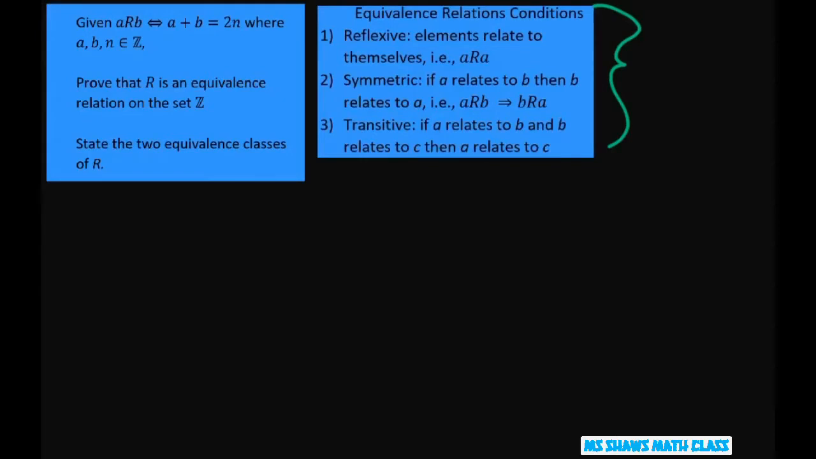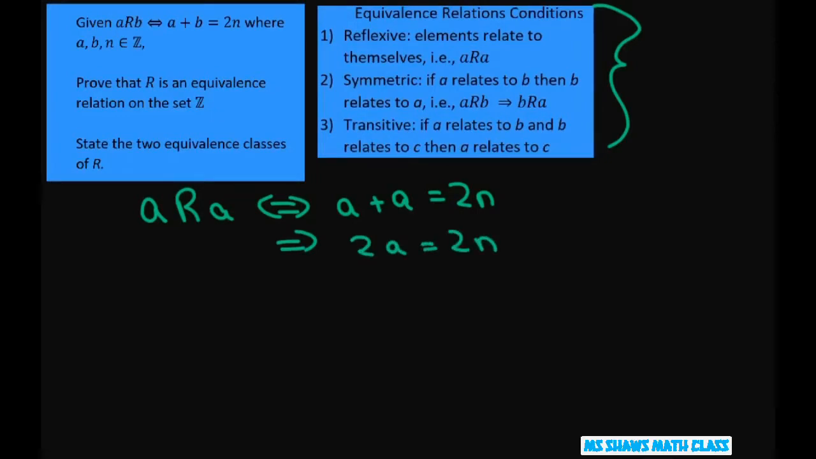So for reflexive, we need to prove that A is related to A if and only if A plus A equals 2n. So basically we have 2A equals 2n, so it is reflexive. I never can spell reflexive. Reflexive. All right.